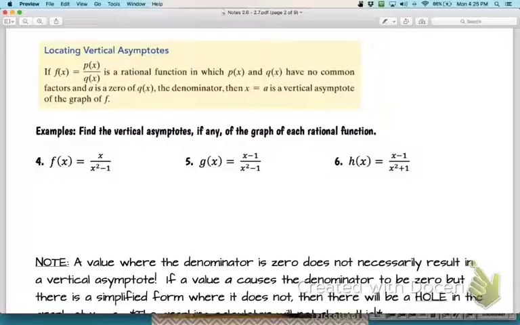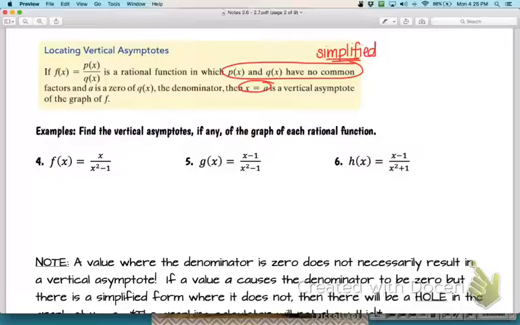P of x and q of x have no common factors. That means that it is simplified. We have to make sure that we have simplified the rational expression completely before we get our vertical asymptotes. And remember that a vertical line is described with the equation x equals some number. That's what the graph of a vertical line looks like. And so that is how we determine our asymptotes.